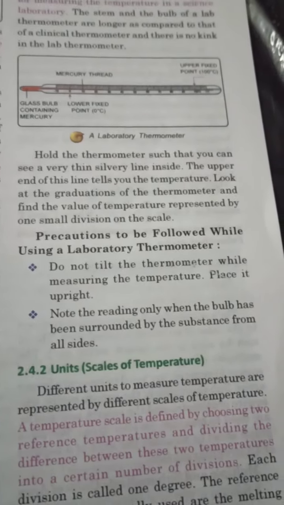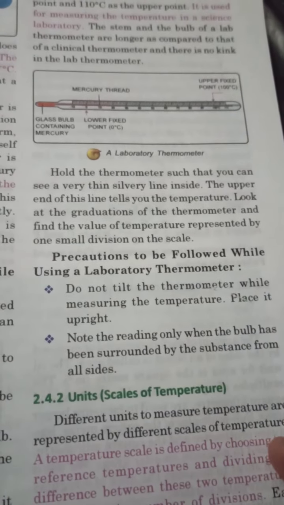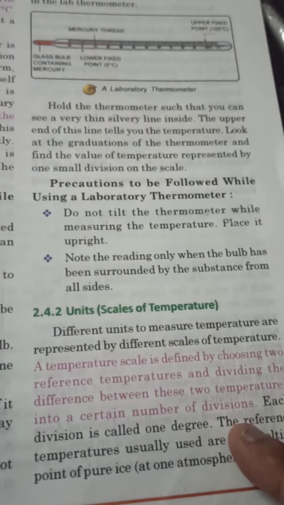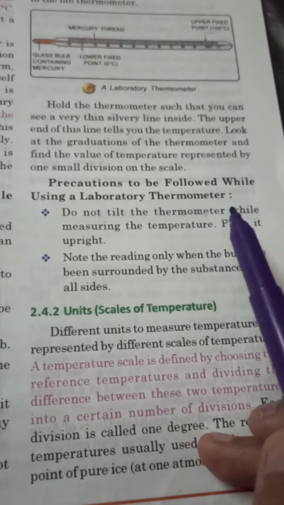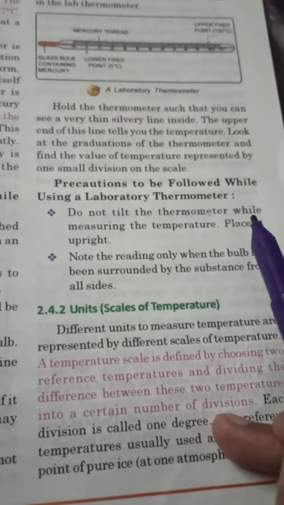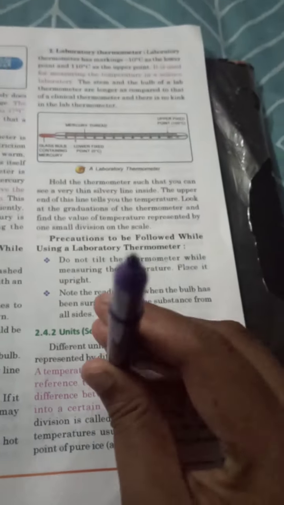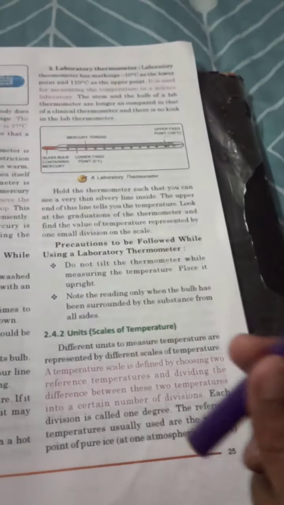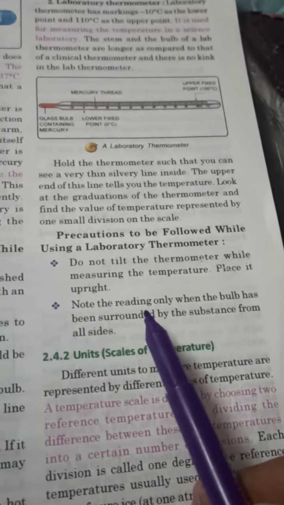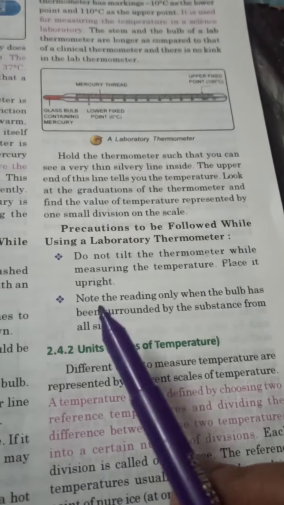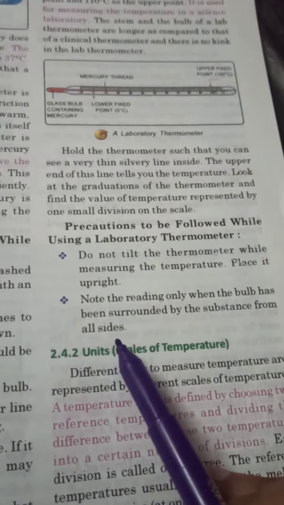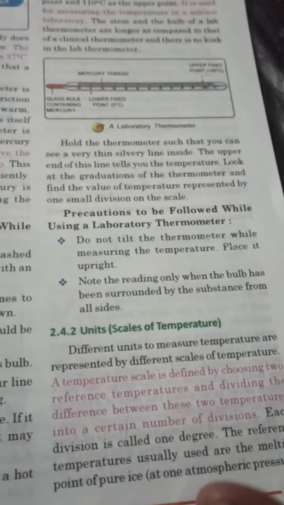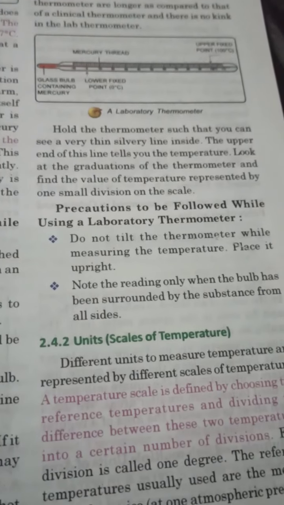Fine. Now, precautions to be followed while using a laboratory thermometer. Let us read and understand the precautions. Do not tilt the thermometer while measuring the temperature. Place it upright. We have to keep it straight like this. We cannot just tilt it or bend it. Note the reading only when the bulb has been surrounded by the substance from all sides. When we keep this thermometer in any liquid or any substance, then only we have to note down the readings.